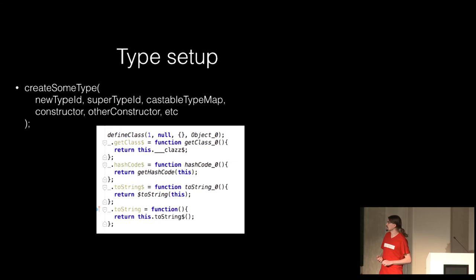We'll need a getClass, so we can call it later on. We'll need a hashCode and a toString. And for some reason, we have two strings, and I never did figure out why that was, but it's on the slide anyway, so I can ask one of you guys later.